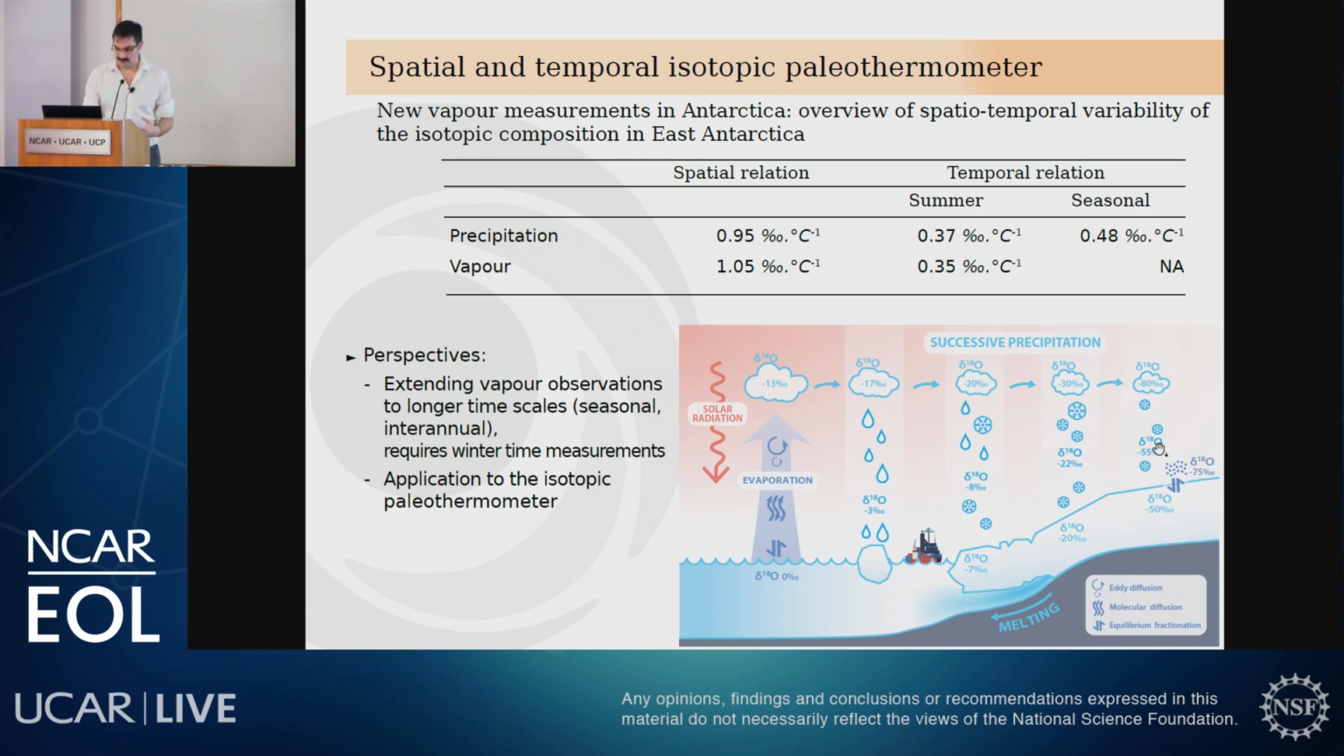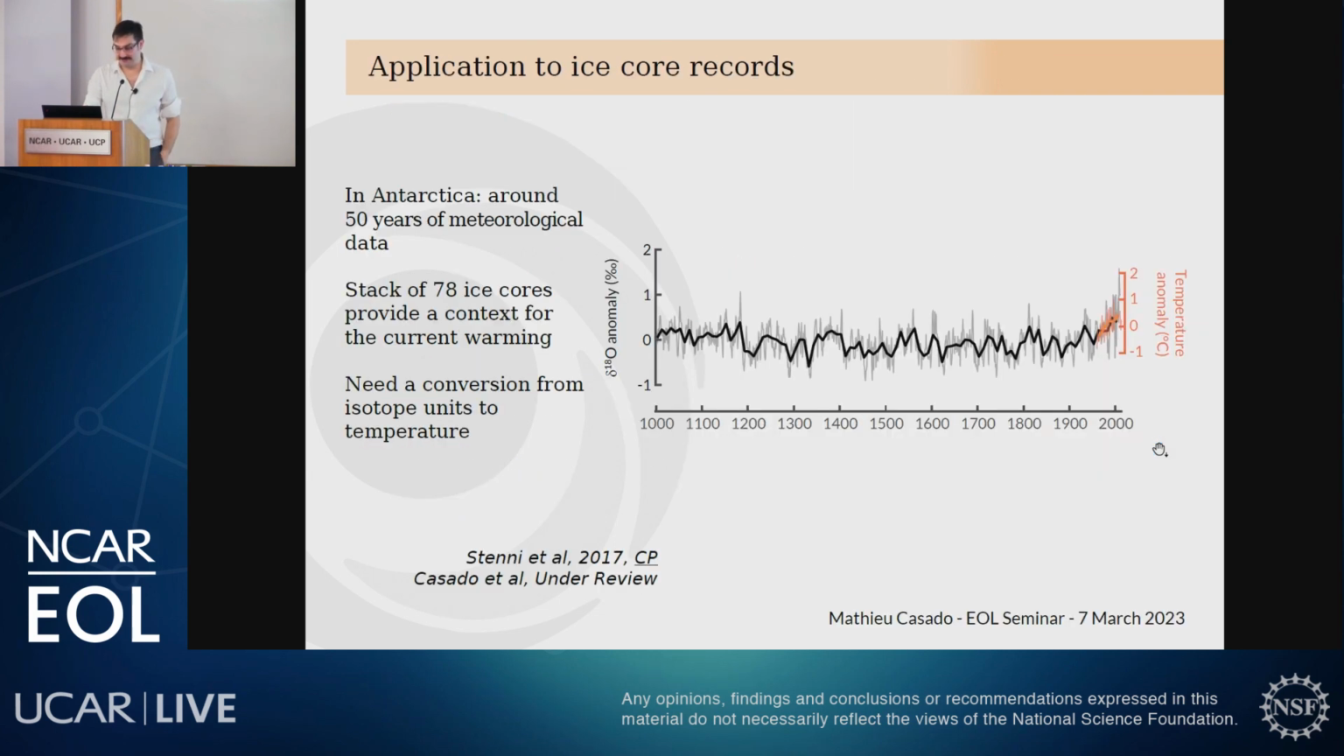Just before I wrap up, this is a bit complex, but still very interesting. I promised I would try to stick to the atmosphere, but I'm still going to make a small detour for ice core records, because I think it could be quite interesting for a few of you. I'm going to apply this new understanding of the isotopic paleothermometer to an ice core record. The first figure I showed you is that you can have slopes all the way from 0.3 per mil per degree to 1 per mil per degree for the conversion between delta 18O anomalies and temperature anomalies.